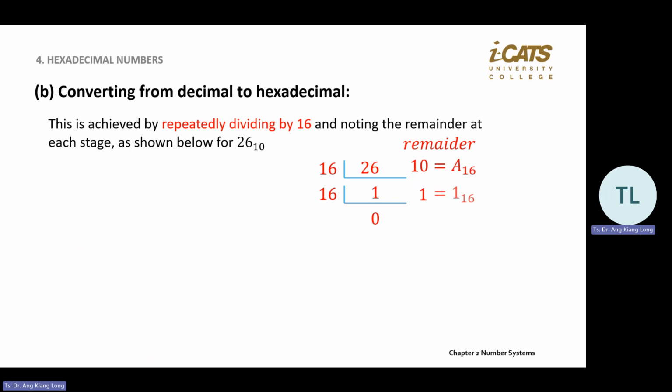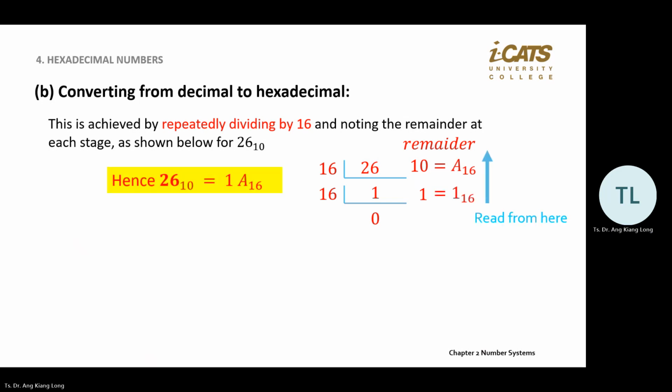So in this case, 26 base 10 equals 1A. When you divide, the balance is 10, but in hexadecimal, there's no 10. Decimal 10 is A, because you only have 0 until 9, then continue A to F. Don't write 10. If you write 1, 1, 0, base 16, it means something else. It does not belong to 26.